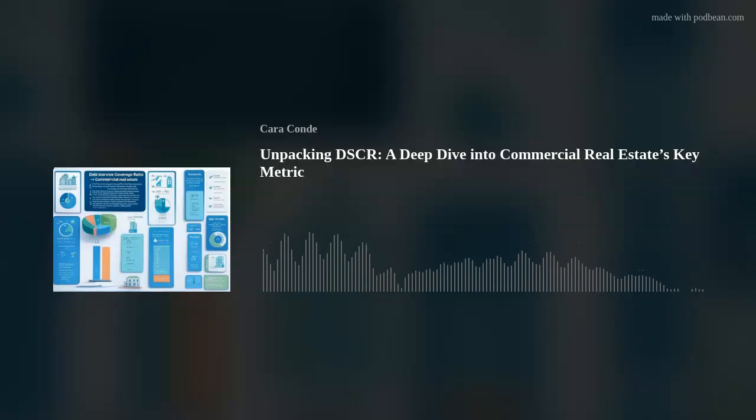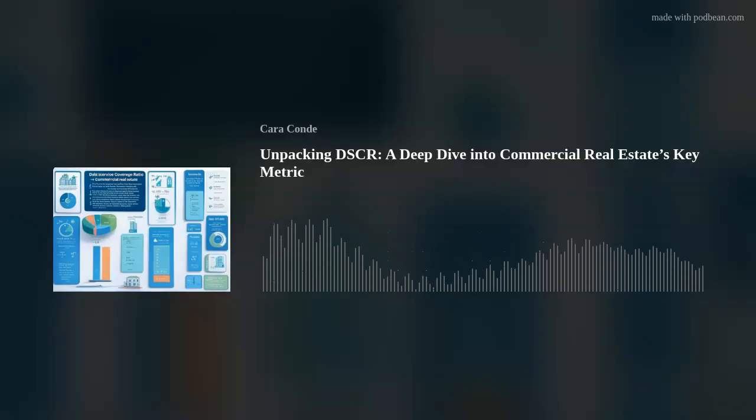A property's DSCR directly impacts the financing it can get. Cara Conde gives a good example. A property with a solid DSCR of 1.4 might qualify for a loan that covers 80% of its value. That's a lower loan-to-value ratio, or LTV. And they might get a good interest rate, like 4.25%. But a property with a weaker DSCR of 1.1 might only get a loan for 60% of its value, which is more risk for the lender, and they'll probably have to pay a higher interest rate, like 5.75%. So the point is, a stronger DSCR usually means better loan terms.